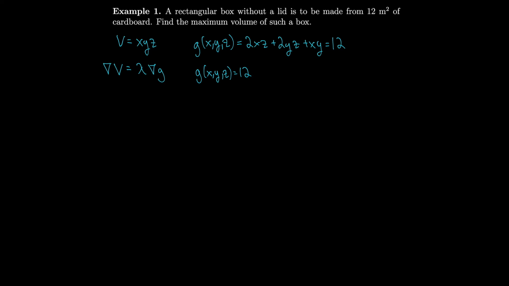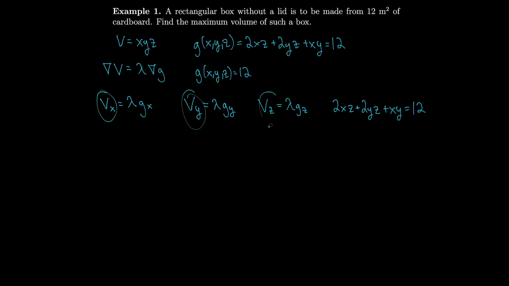So the components of the gradient vector are just the partial derivatives. So that means that my partial derivative of v with respect to x must be lambda times the partial derivative of g with respect to x. And similarly, the partial derivative of v with respect to y must be lambda times gy, and partial derivative of v with respect to z must be lambda times gz. And I still have my constraint equation 2xz plus 2yz plus xy equals 12. So I have 4 equations to solve. Let's first figure out what these partials are.